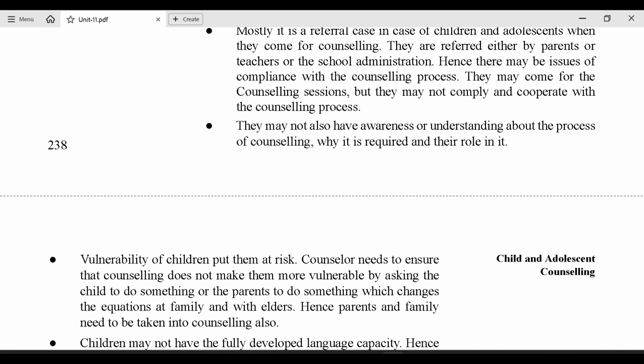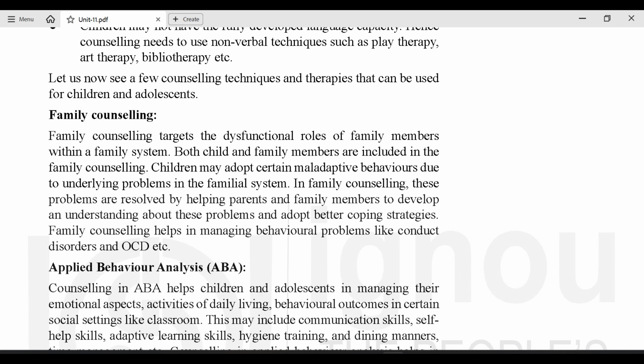Counselor needs to ensure that counseling does not make them more vulnerable by asking the child to do something or the parents to do something which changes the equations at family and with elders. Hence parents and family need to be taken into counseling also. Children may not have the fully developed language capacity. Hence counseling needs to use nonverbal techniques such as play therapy, art therapy, bibliotherapy etc.